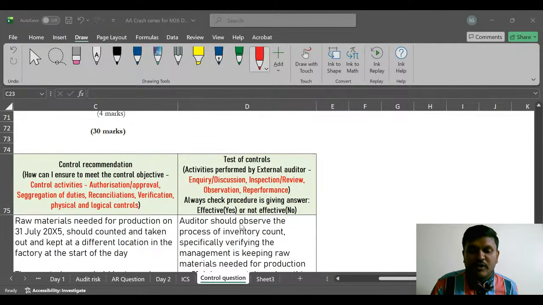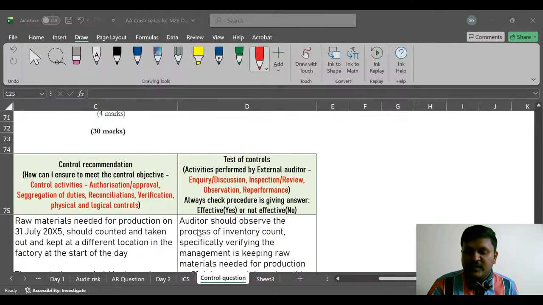For example, we are asking the auditor to observe the process of inventory count, specifically verifying whether the management is keeping raw material needed for production separate. Are they keeping it separate? That is the question coming over here. The answer would be yes or no. It will not be that this many things and that many things have been kept. We are not verifying how many or how much has been kept.